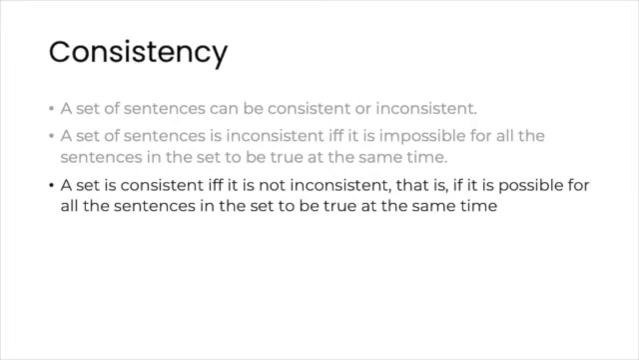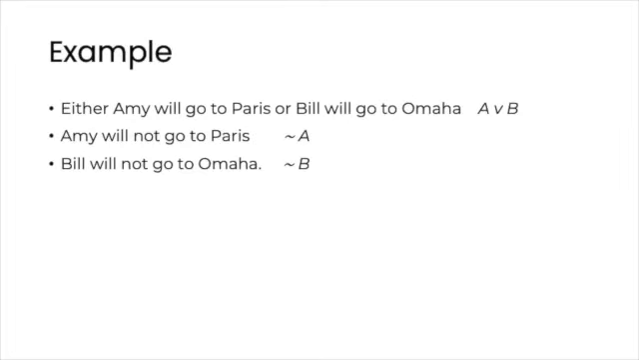For instance, take the following set of sentences. Either Amy will go to Paris or Bill will go to Omaha, which is A or B. Amy will not go to Paris, not A, and Bill will not go to Omaha, which is not B. Again, there are no premises or conclusions here because this is not an argument. Notice that the sentences in this set cannot possibly be all true. At least one of them has to be false.